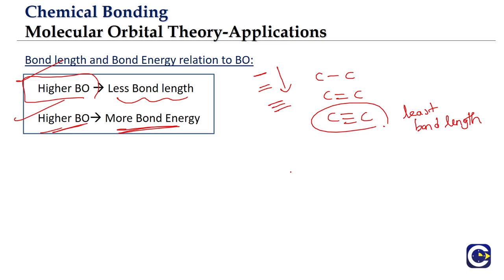Whenever we get questions on comparing the bond energy or the bond length, how do we answer those questions from the molecular orbital theory? We'll answer those questions by using the bond order. Bond order higher means bond length will be lesser. Bond order high means bond energy also will be correspondingly high. So that is how we will be able to answer the questions.